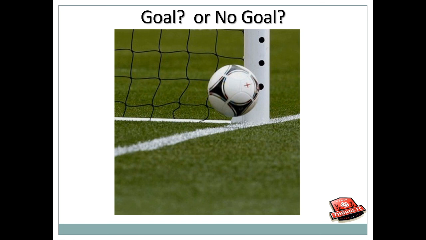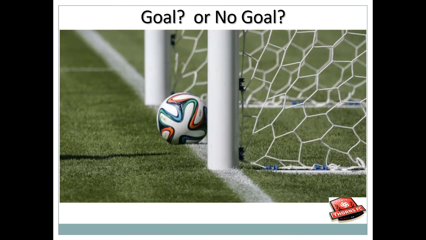In this picture, the ball has hit the post and it is now hovering above the goal line. Is it a goal or should play continue? Here, the soccer ball is in between the posts and is on the goal line. Is it a goal or should play continue?